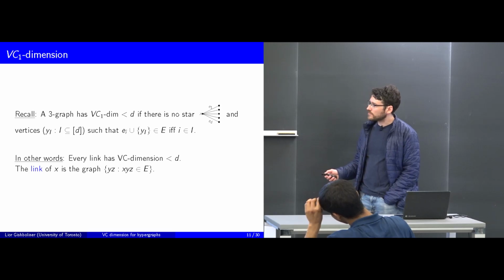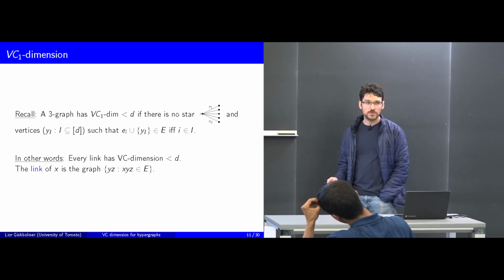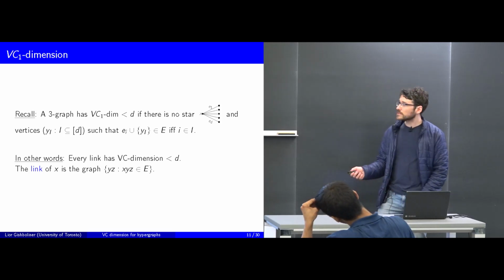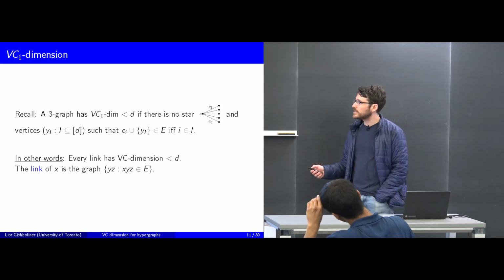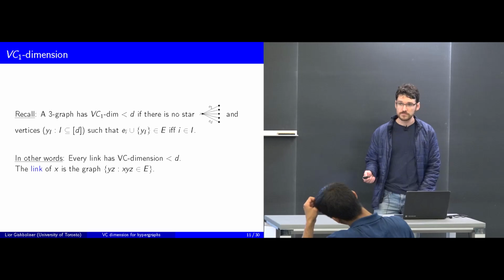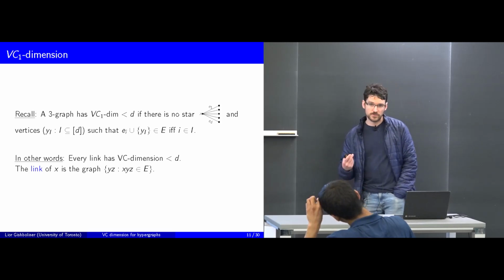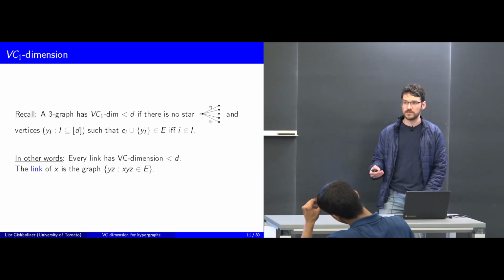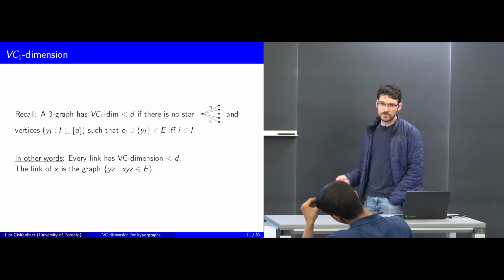So a link graph of this vertex x consists of all pairs yz where xyz is an edge. So to say that there is no star like this is exactly the same as saying that the link of x has bounded VC dimension as a graph. So it's maybe a natural problem, right? So you have a hypergraph and you assume that all the links have bounded VC dimension. What can you say about this hypergraph?